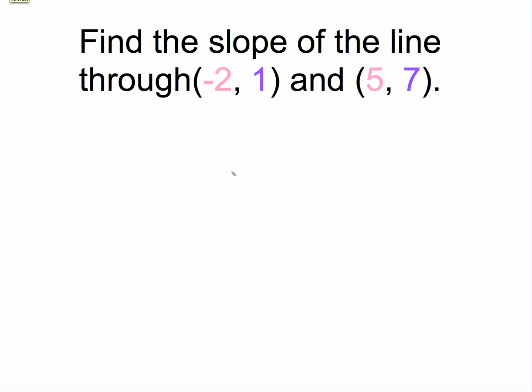So first, let's indicate which ones are our x values. I color-coded it here. -2 and 5 are the x values. Be careful. Those go in the denominator. 1 and 7 are our y values. Those go in the numerator. So what I did here is I took my y values, the 1 and the 7.